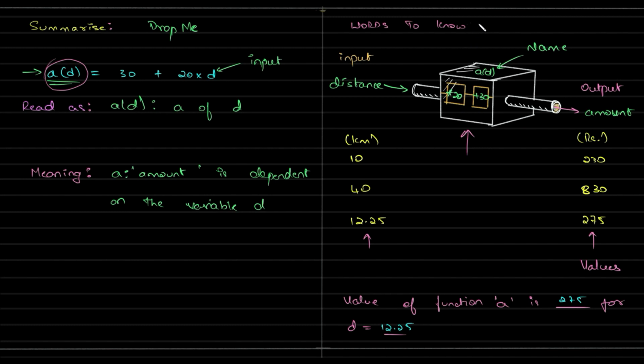Understood? So the words that we learned over here are input, output, and value. Input is the one which we feed in, that is the independent variable. Output is the one which is dependent on the independent variable, and the outputs are given the name values. Values are nothing but a particular output for a given input. So we'll learn all of this process again with another simple example.